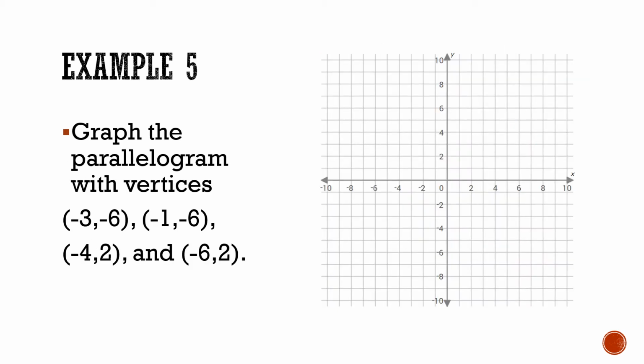Graph the parallelogram with vertices (-3, -6), (-1, -6), (-4, 2), and (-6, 2). So this time in our coordinate plane, we're seeing all 4 quadrants here. Remember, this is quadrant 1, 2, 3, and 4. So we're seeing all 4 quadrants instead of just seeing quadrant 1 like we were seeing on the first 4 examples.